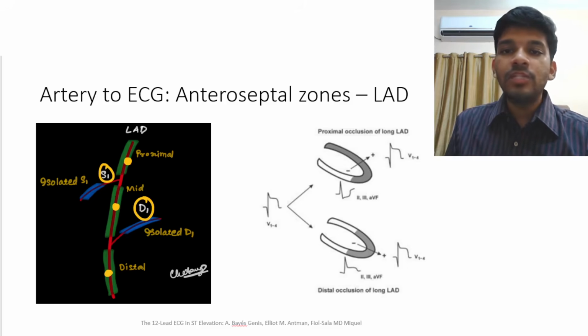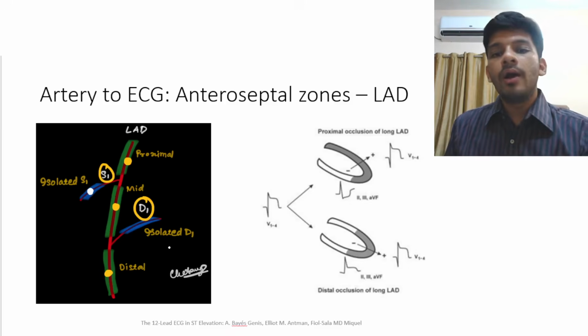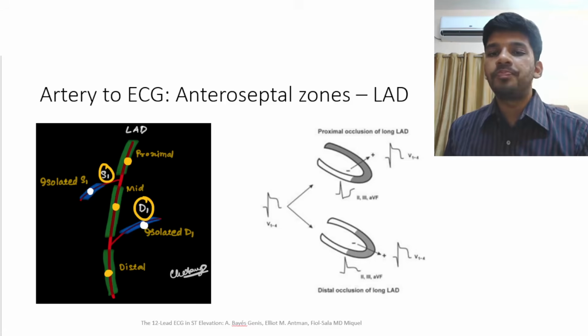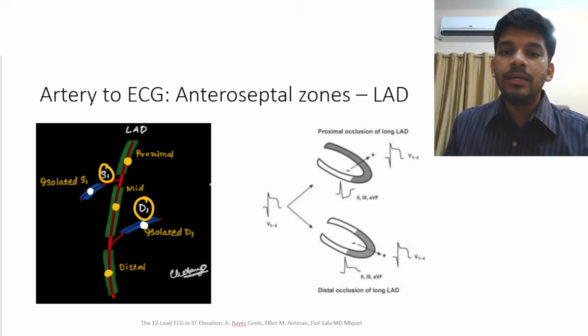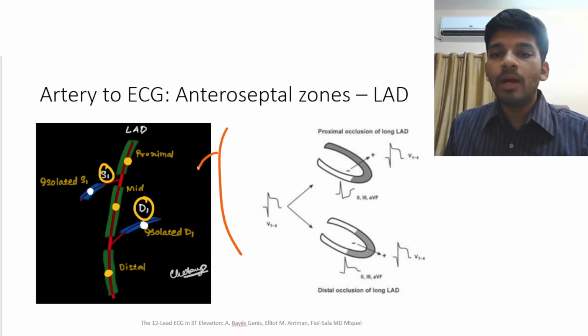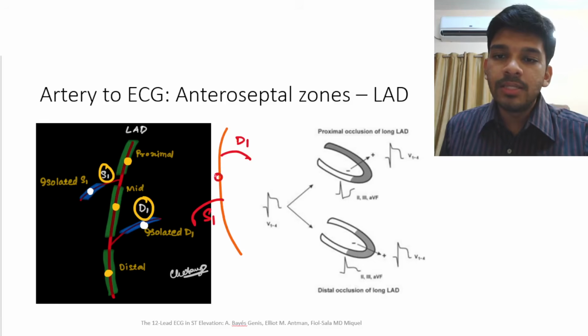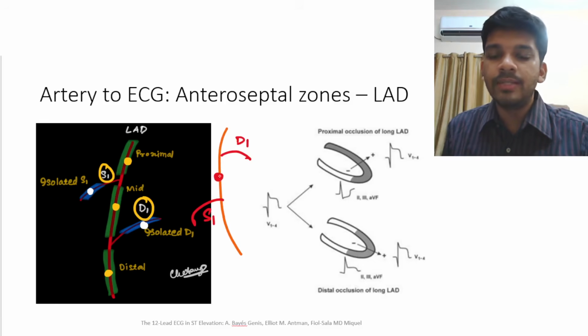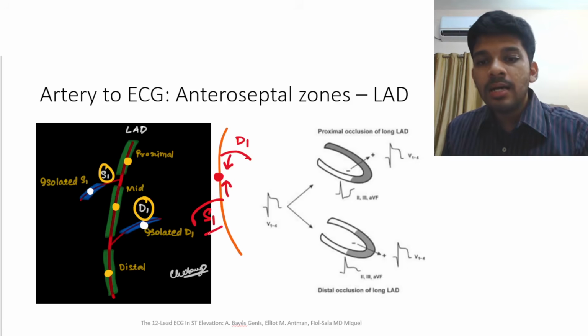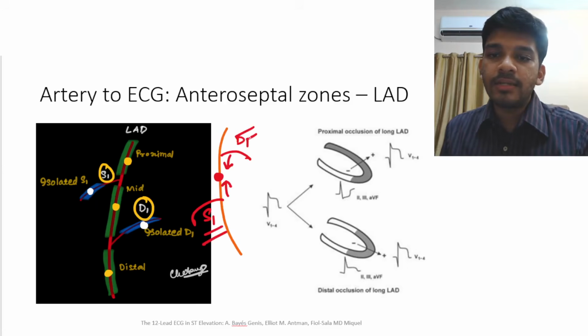Apart from that, there can be isolated occlusions of the septal branches and isolated occlusions of the diagonal branches. There is one more variant of the anatomy in which the diagonal branch arises before the septal branch. You can see here that D1 is arising before S1. Everything else remains the same. The only concept is that an occlusion between these will become distal to D1 but proximal to S1. So that is a septal occlusion which is not affecting the diagonal branches.